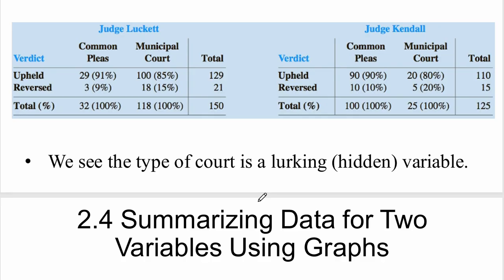Let's take an example, municipal court. For municipal court, Judge Luckett upholds cases 85% of the time and only reverses them 15% of the time, but Judge Kendall only upholds them 80% of the time. And so if the case is at a municipal court, Judge Luckett seems to be the favorite as opposed to Judge Kendall.